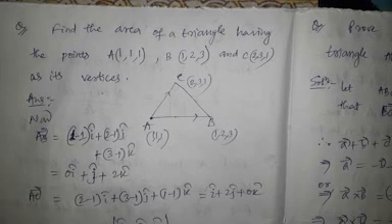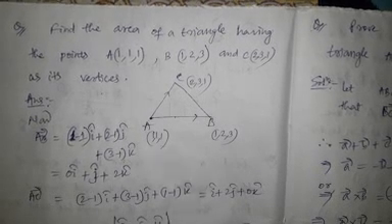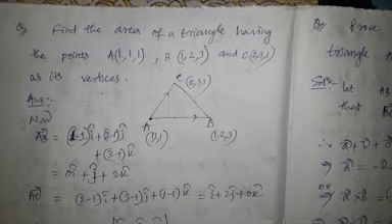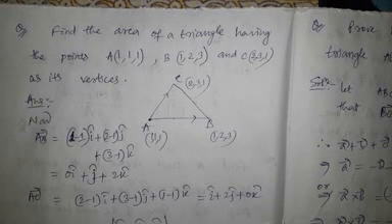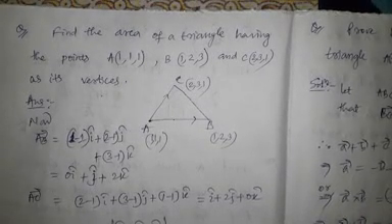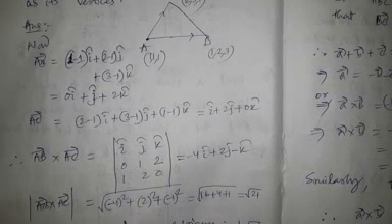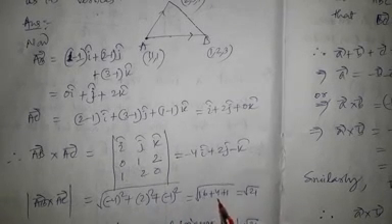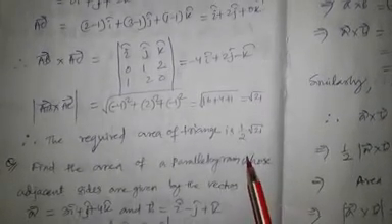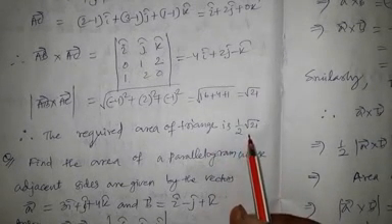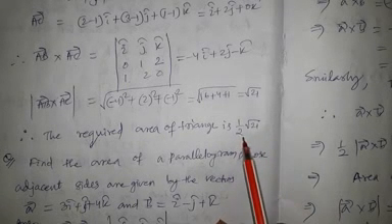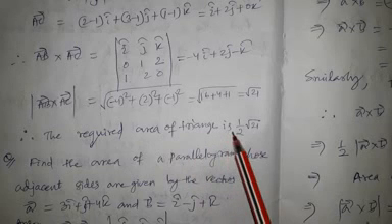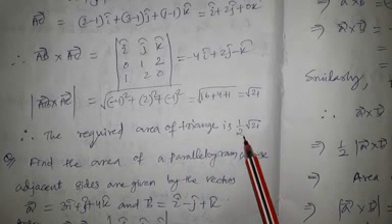Now AB cross AC is equal to the determinant of i cap, j cap, k cap, 0, 1, 2, 1, 2, 0, which is equal to minus 4i cap plus 2j cap minus k cap. Now its magnitude is equal to the root of minus 4 whole square, 2 square plus minus 1 whole square, that is 16 plus 4 plus 1, that is root 21. The required area of the triangle is half into root 21. This is the required area of the triangle. If you want to say that is the area of the triangle, that is equal to 1 by 2 root 21.